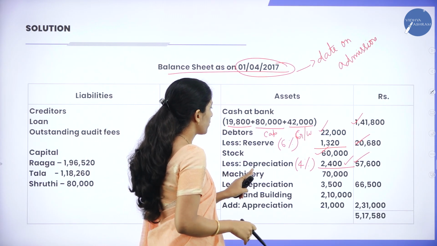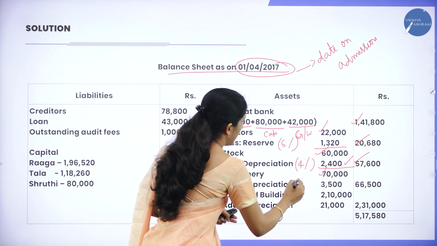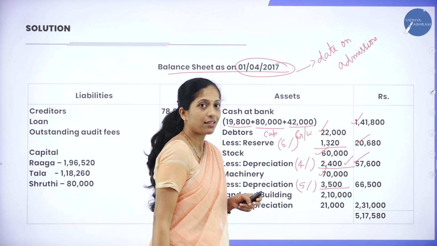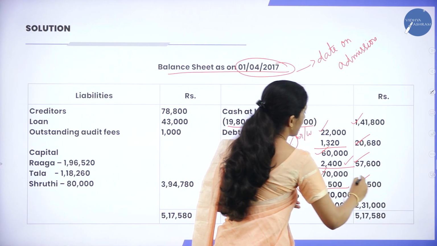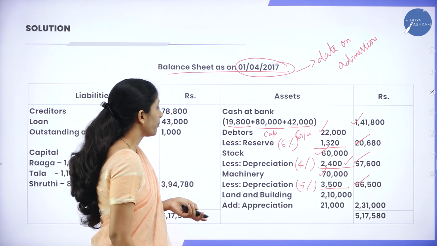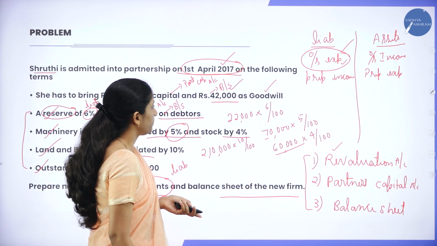So how much? Machinery 70,000 less depreciation, 5% depreciation. So when you calculate, you will get 3,500. Deduct this and write in the outer column, that is 66,500. Now moving on to the next one.